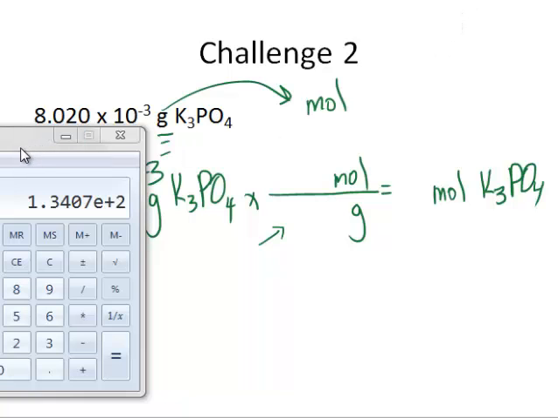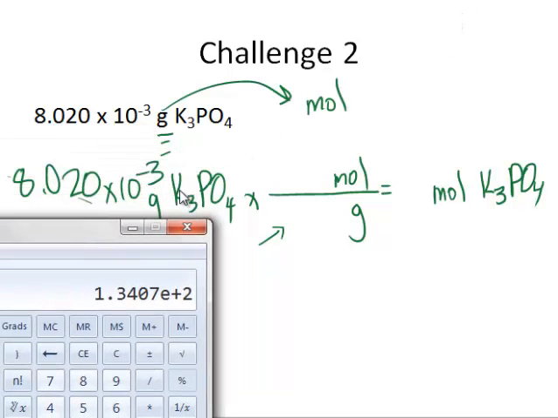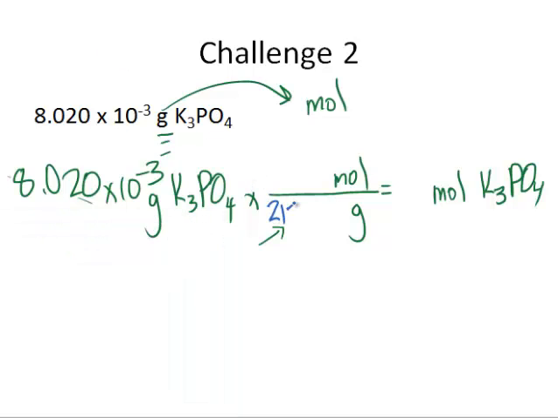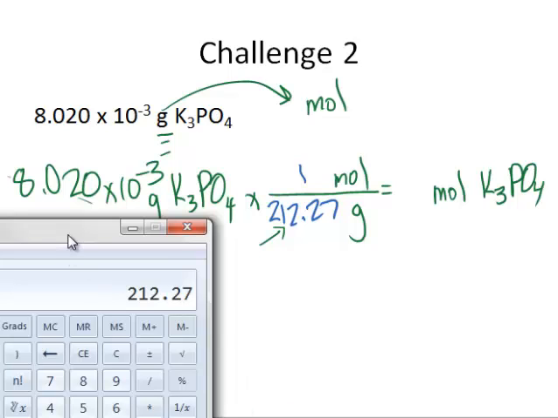Okay, so I calculated the molar mass of K3PO4. K is 39.1. And I realized I did this wrong. 39.1 times 3 plus 30.97 plus 64 for 4 times 16, and that's 212.27. 212.27 grams, and there's always a 1 next to the moles. So you take this number, 8.020 times 10 to the negative 3, divided by 212.27, and then you get your answer. So we'll plug that in.